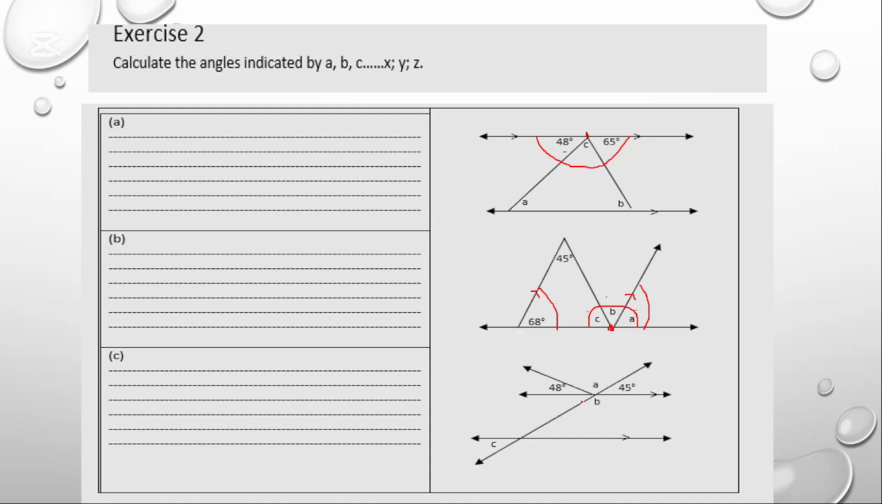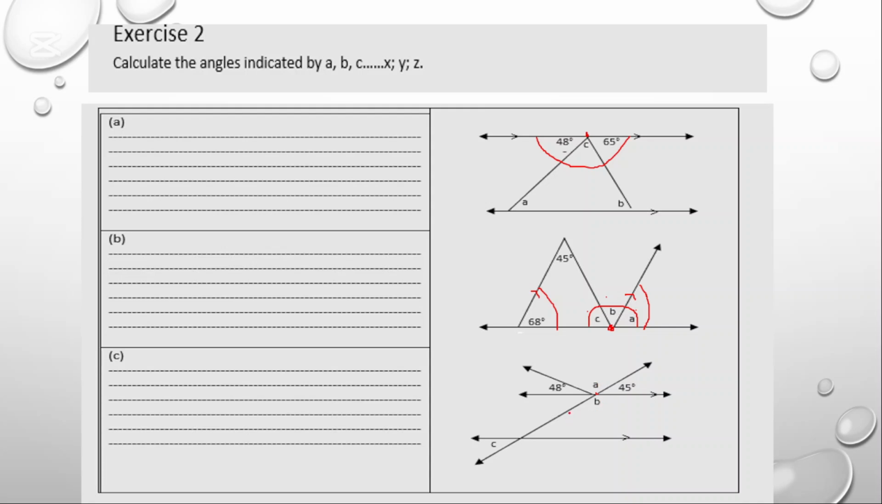Oops, I see a straight line. I see a common vertex. So the only way to get to A is to subtract 48 and 45 from 180. Right? Once you have the size, now you must look at B. Is B vertically opposite A? Remember, vertically opposite angles when 2 lines intersect.